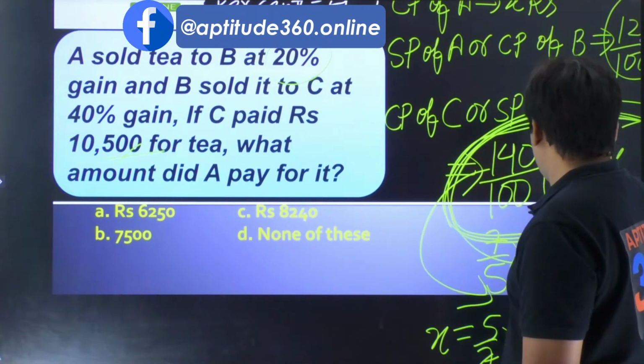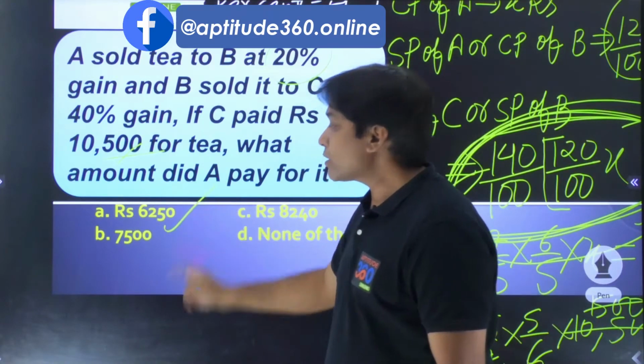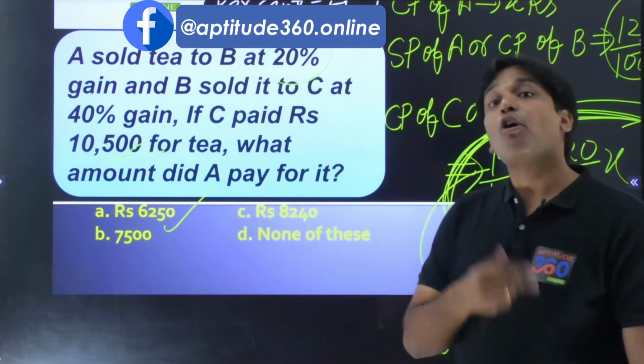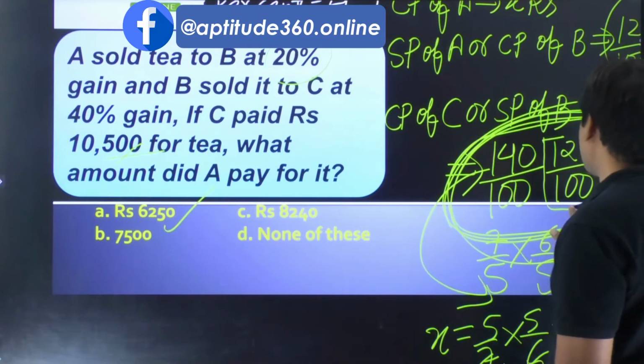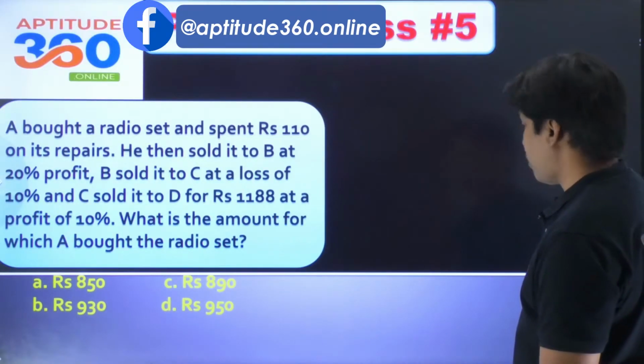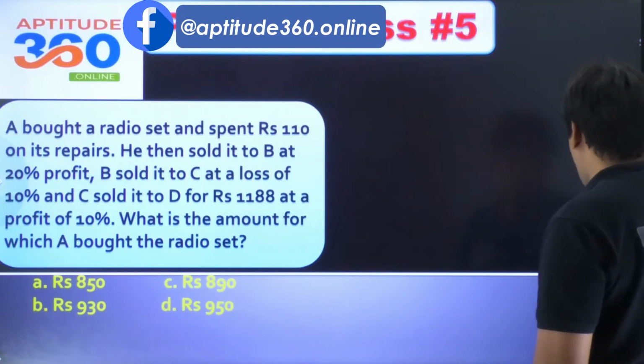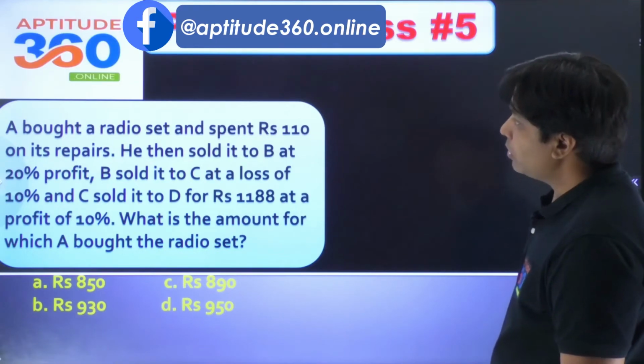Answer of this problem is very simple. It is going to be 6250, which is the cost price of A. Now if you understand this thing, let us solve this problem. Pause the video, try to solve this question on your own.